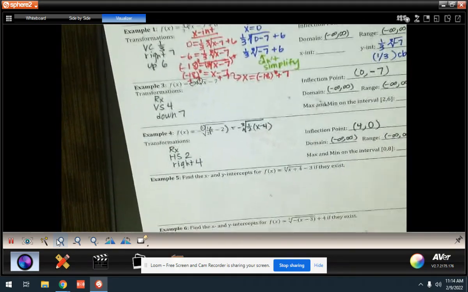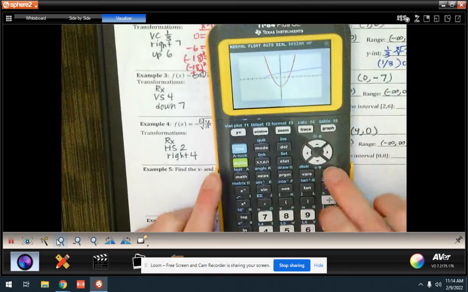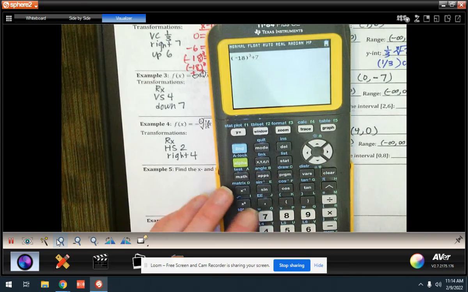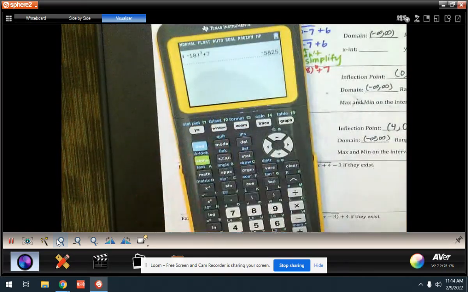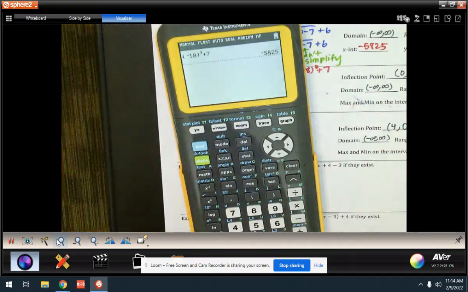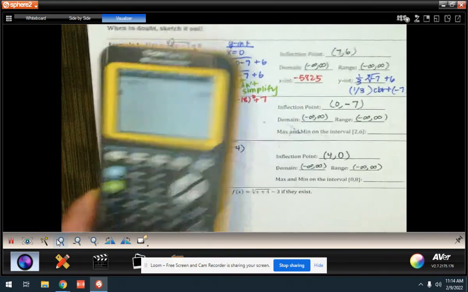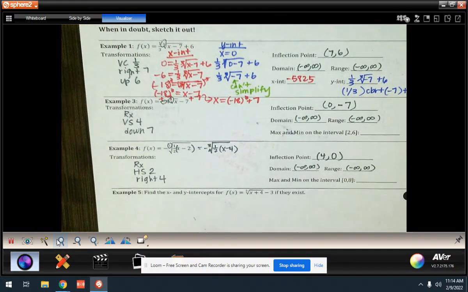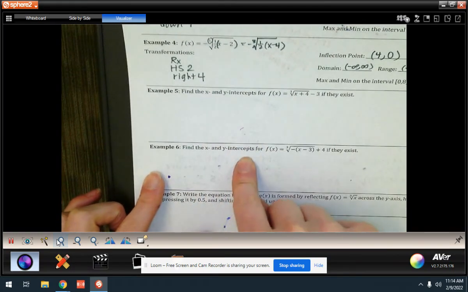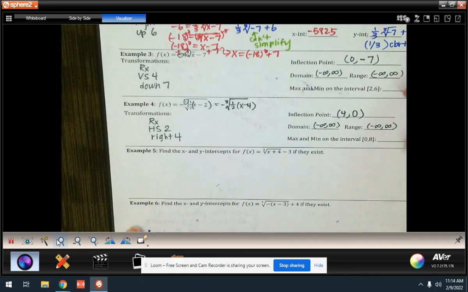Where's my calculator? Let's figure out what that number is. -18 cubed plus 7 is -5,825. Not too bad, but still. Okay, so that's how we find x and y intercepts. There's more x and y intercept questions for example 5 and 6. So let's just keep going with x and y intercepts and we'll come back to these max and min problems.